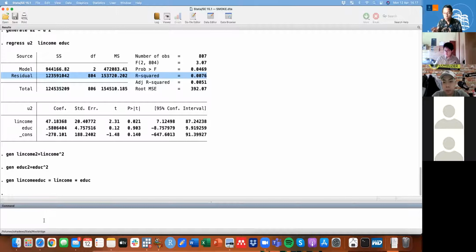Right. So we still use the same model. We still use the same residual. Hence, we still use the same squared residual. And now given this, I'm just going to regress U2 on log income and education, log income squared, education squared, and then the interaction between log income and education. Okay, so it's the same test principle basically. The only thing that differs is that we now include 3 additional variables.